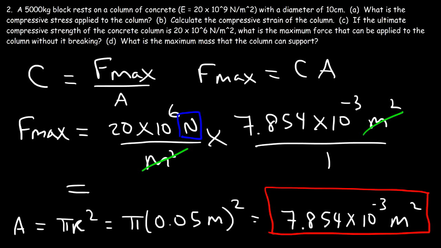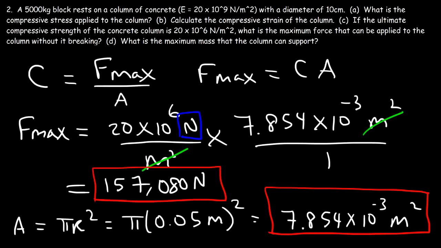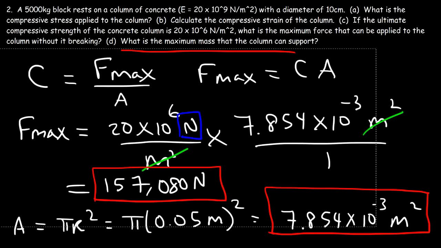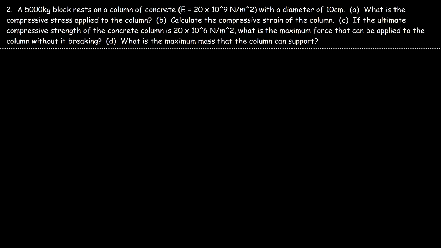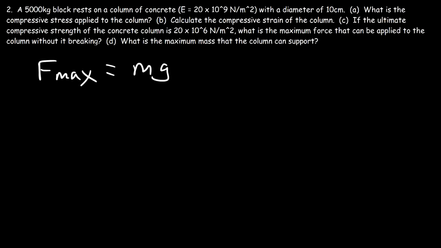So the maximum compressive strength is 157,080 newtons. Now, what is the maximum mass that the column can support? The force is based on the weight force of the block. So the maximum force is equal to mg. So the mass is going to be the maximum force divided by g.